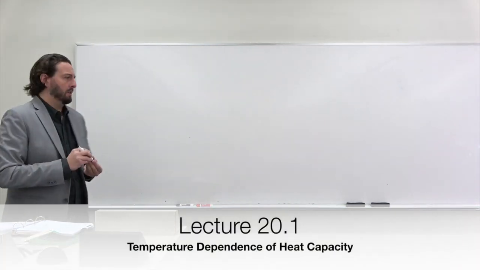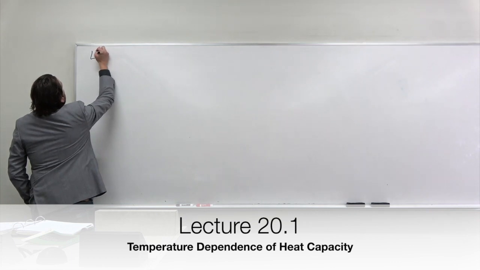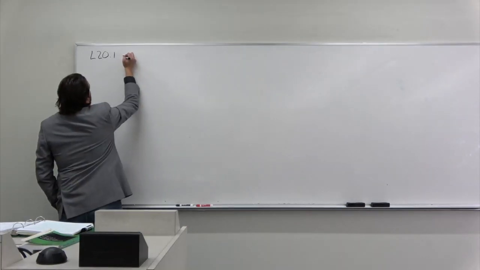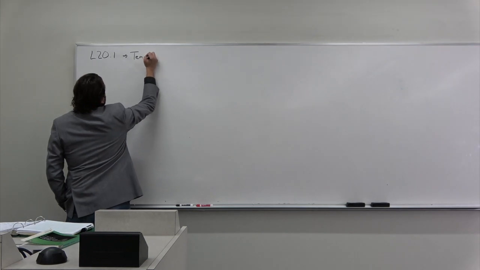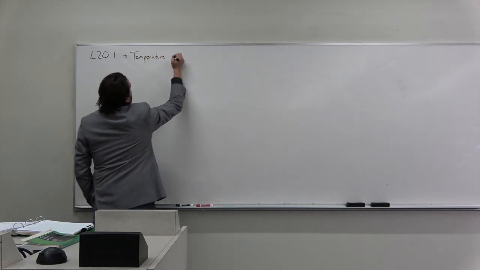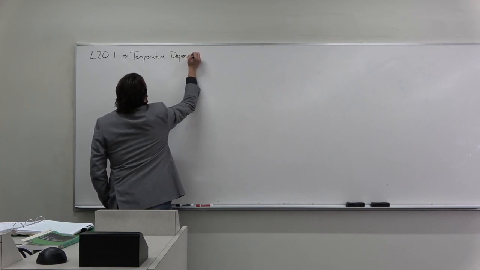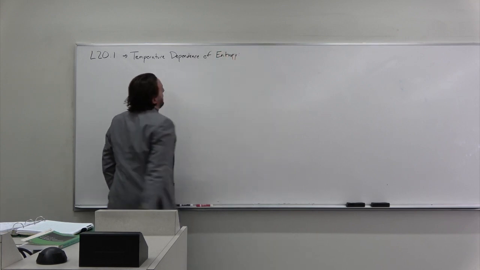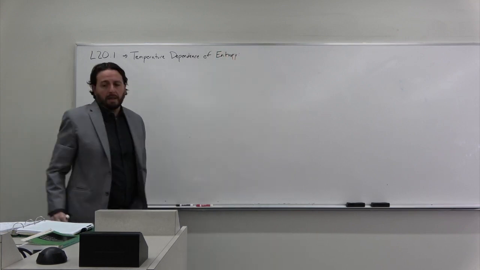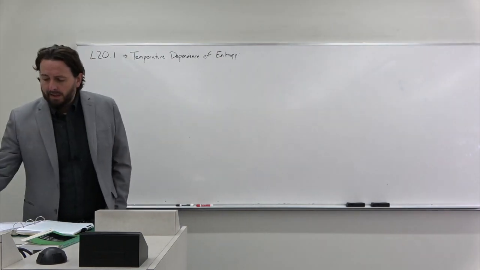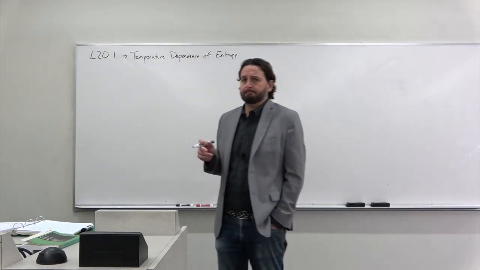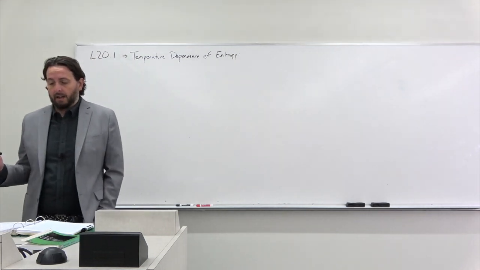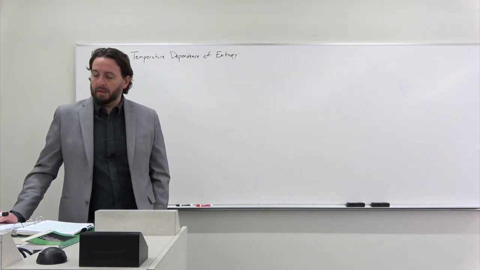Welcome back to lecture 20.1, where we're going to continue our discussion of the temperature dependence of the entropy. Okay, so last time in lecture 19, we continued our discussion of entropy. In particular, we covered the TS diagrams, the third law, and the temperature dependence of the heat capacity.